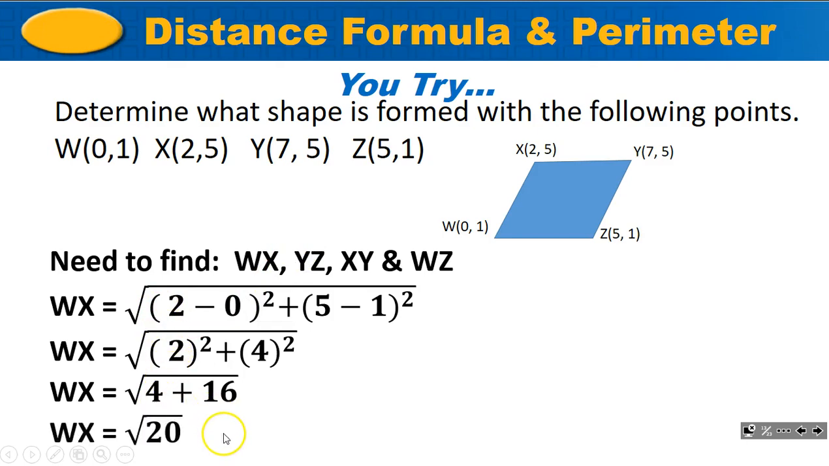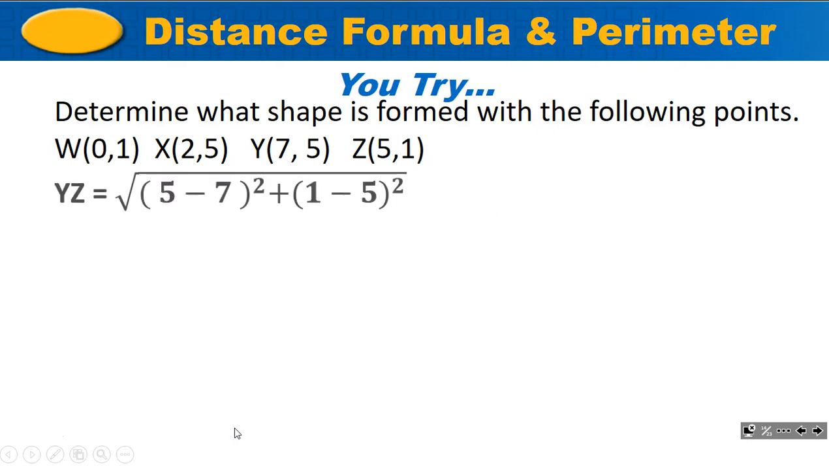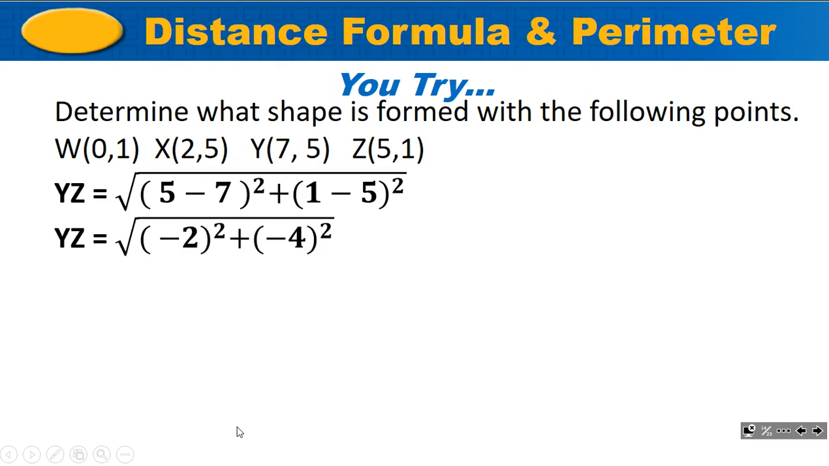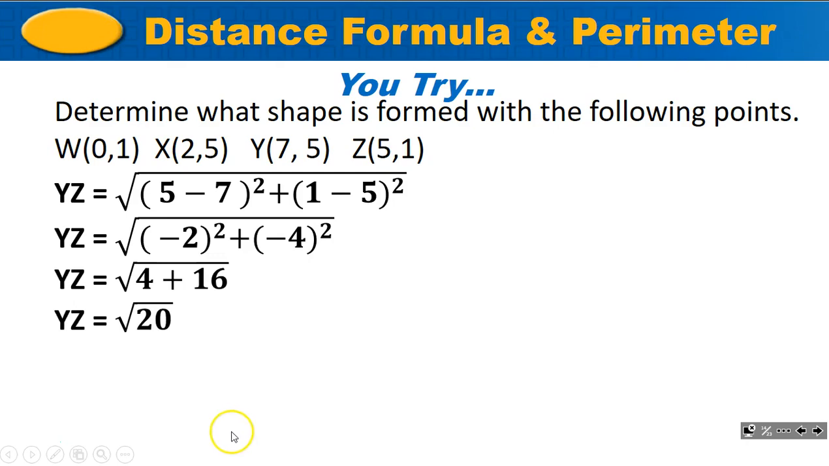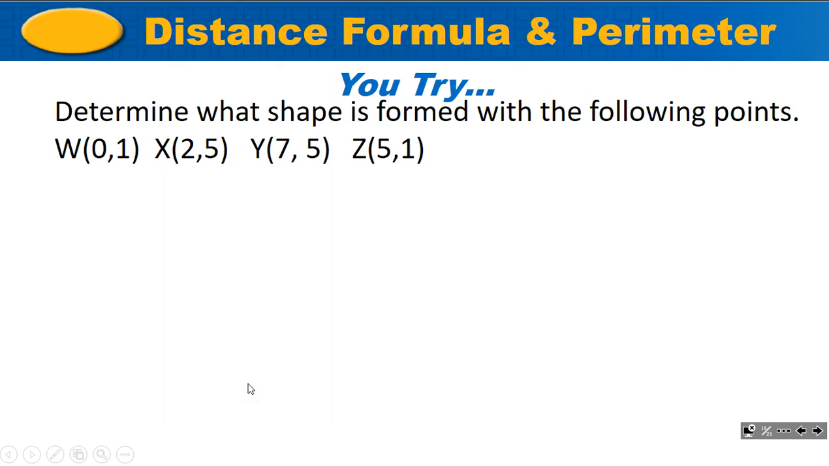Now I can go ahead and do that one more step and it would end up being 4.5, but I don't really need to here because I'm just comparing the lengths of sides. So then we're going to find the opposite side, which was YZ. Again, plug your points in, and we get the square root of 20 here as well. So now we know that a pair of opposite sides are congruent. So now we need to find XY and WZ.